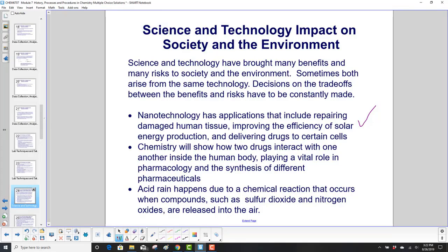Now, here's a downside. Acid rain happens due to a chemical reaction that occurs when compounds such as sulfur dioxide and nitrogen oxides are released into the air via various manufacturing processes.